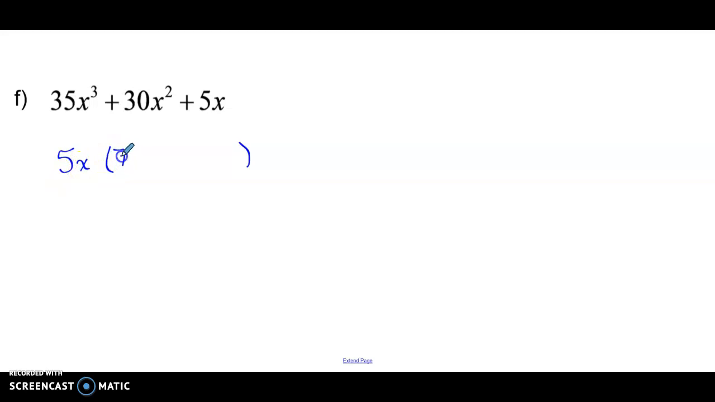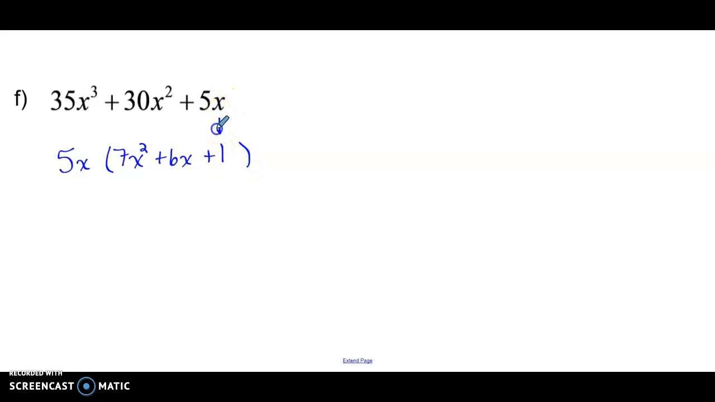5x needs to get multiplied by 7 to give me 35. X squared would give me x times x is x cubed. 5 multiplied by positive 6 would give me positive 30. X needs one more x to become that x squared. 5 needs to get multiplied by positive 1 to give me 5. I don't need x to increase because x is already in my question.